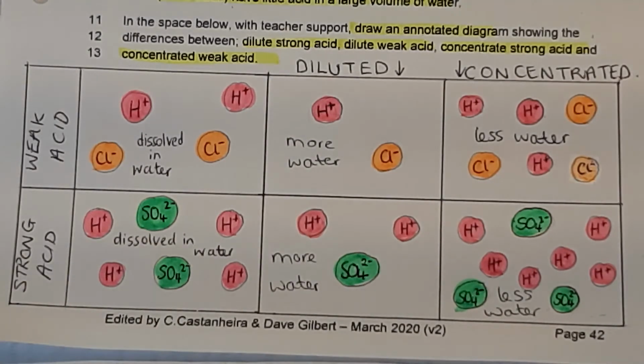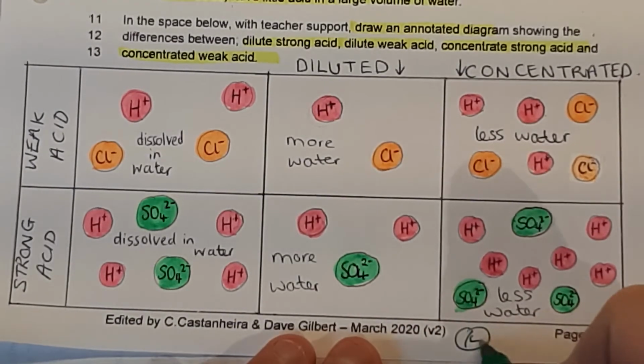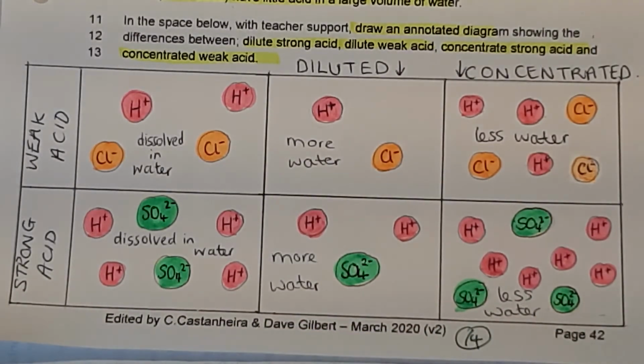So make sure you've got that correct and give yourself a mark for each one that you got correct. So let's mark out of 4, please. But most importantly, make sure you've got that diagram drawn out correctly. So pause the video if you need to do that to get this drawn out.